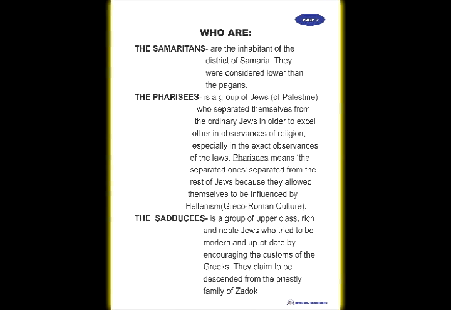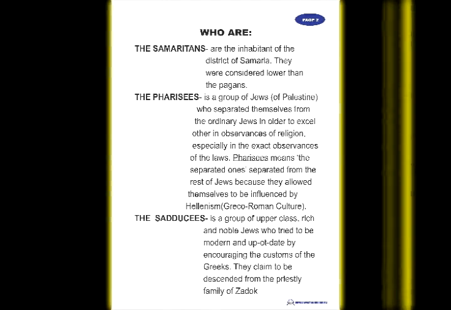Then the Sadducees. The Sadducees were a group of upper class, rich and noble Jews who tried to be modern and up to date by encouraging the customs of the Greeks. They claimed to be descendants of the priestly family of Zadok.